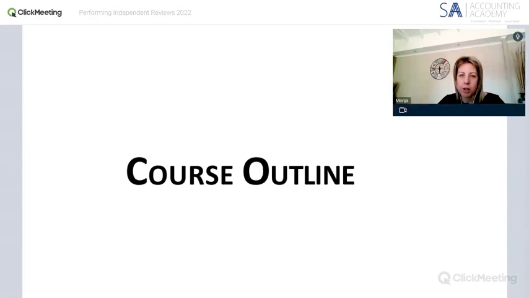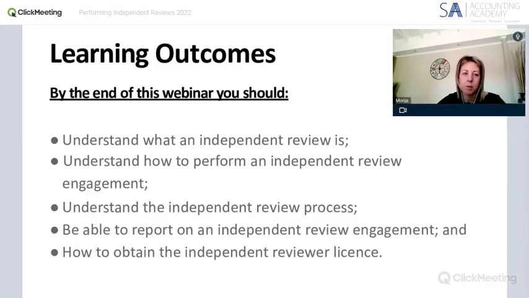So the course content for today would basically consist of understanding what independent reviews are, understanding how to perform an independent review engagement, understanding the independent review process, and being able to report on the independent review engagement, and then how to obtain the independent reviewer license.